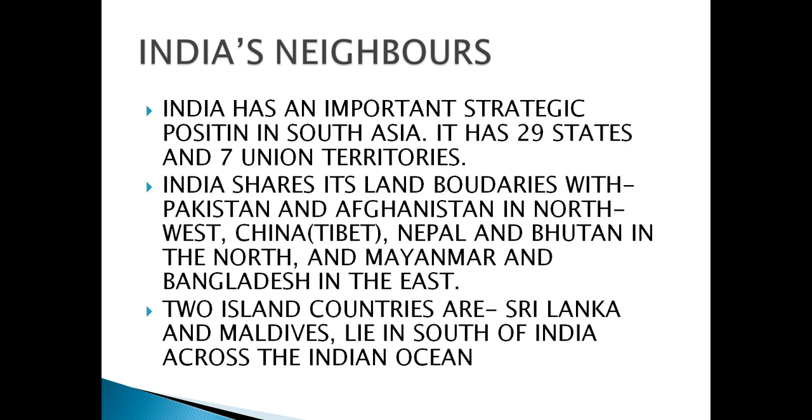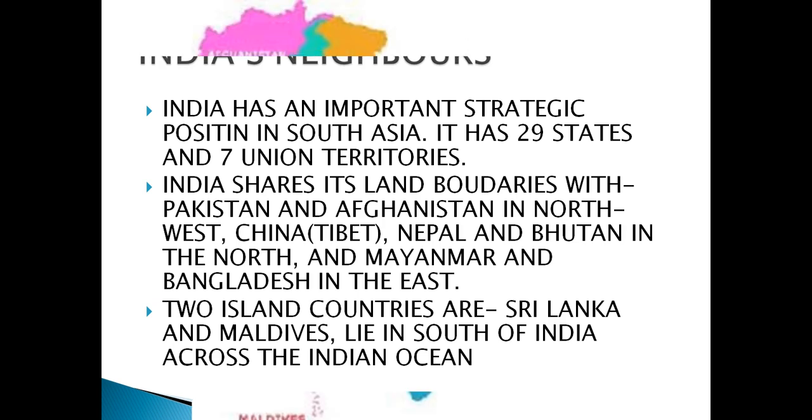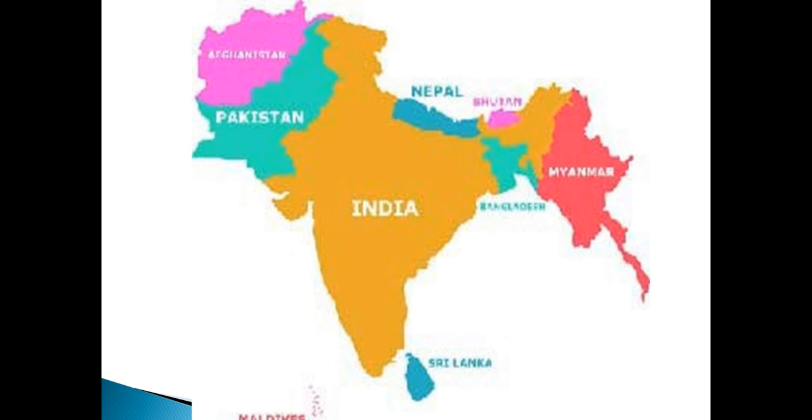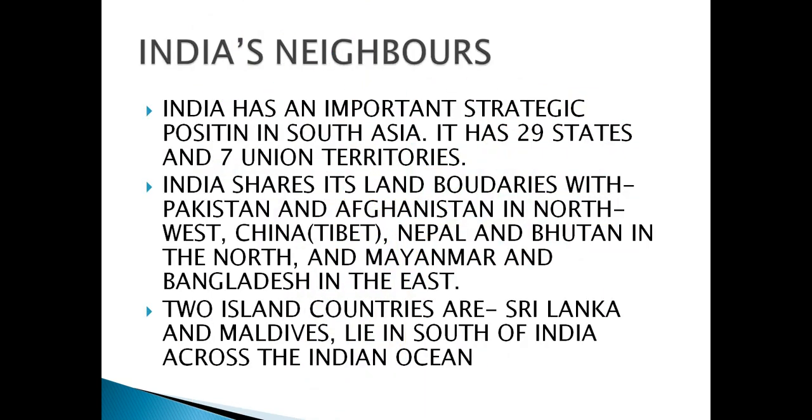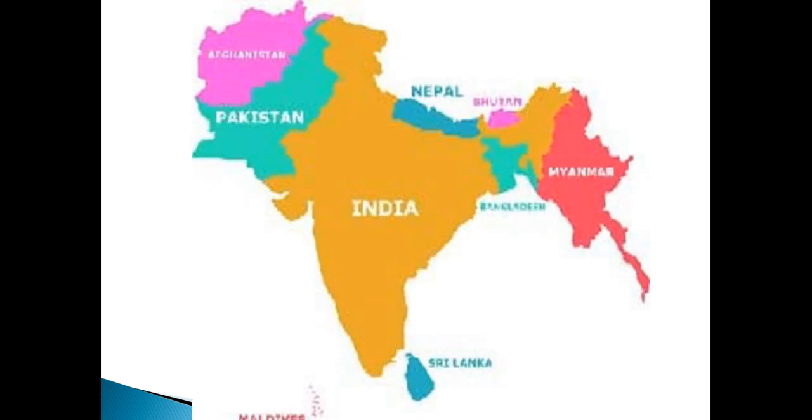India shares its land boundaries with Pakistan and Afghanistan in the northwest, China, Nepal and Bhutan in the north, and Myanmar and Bangladesh in the east. India's neighbors in the northwest are Afghanistan and Pakistan, in the north China, Nepal, Bhutan, and in the northeast Myanmar and Bangladesh. The two island countries are Sri Lanka and Maldives, which lie south of India across the Indian Ocean.